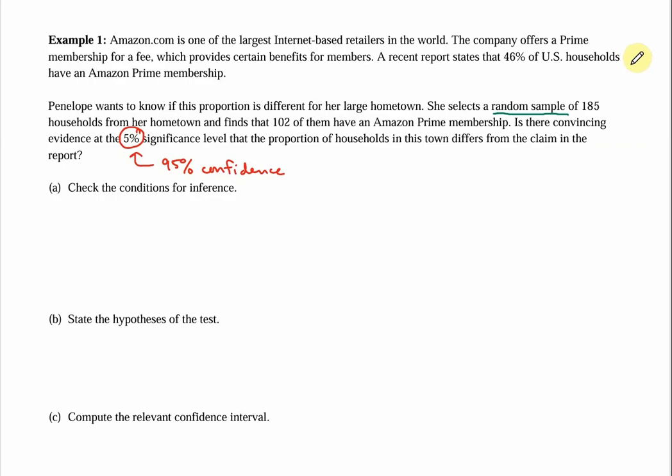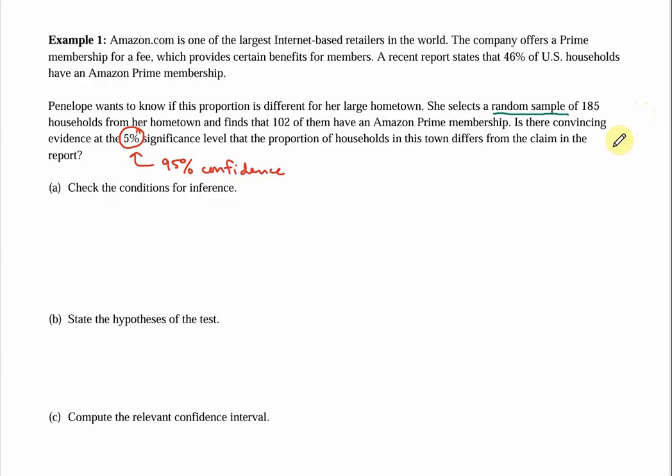And then Penelope wants to know if this proportion is different for her large hometown. She selects a random sample. There we go. We're going to need that when we get to the conditions. Of 185 households from her hometown, 102 have an Amazon Prime membership. So is there convincing evidence, at the 5% (typical alpha, right? alpha being 0.05) significance level, that the proportion of households in this town differs from the claim in the report?